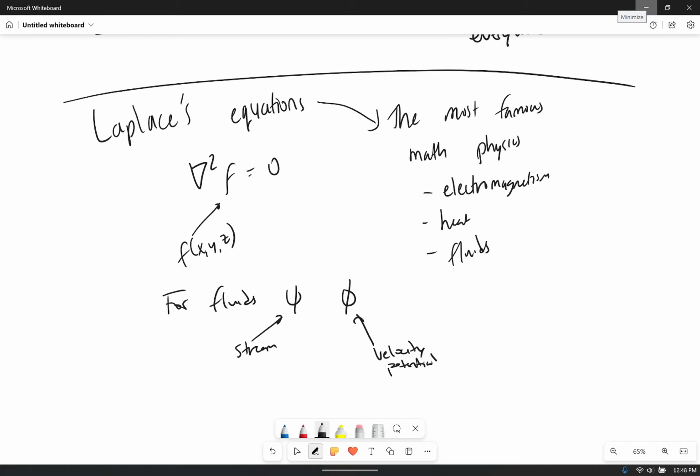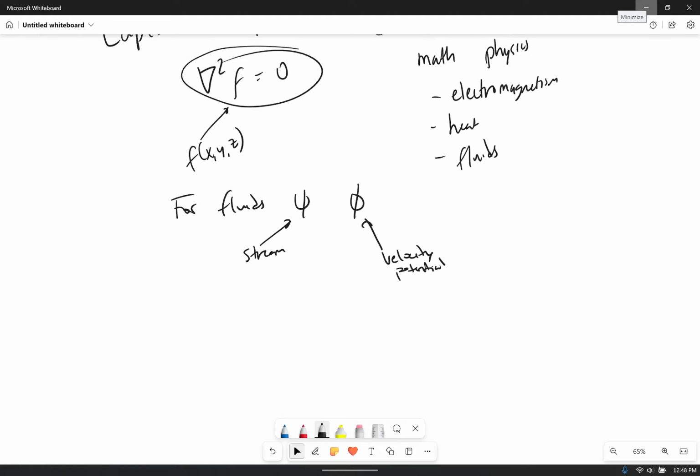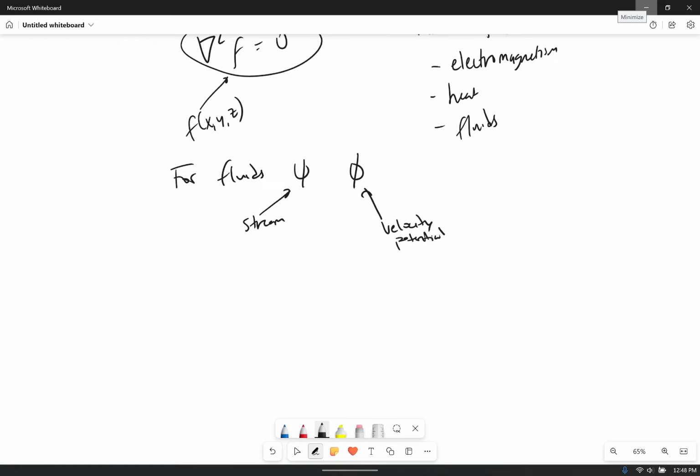And the question is, do our stream function and our velocity potential satisfy Laplace's equation? Because if they do, this is really simple to model. It's way simpler than our conservation momentum equations. So let's figure it out, okay? Let's figure it out.